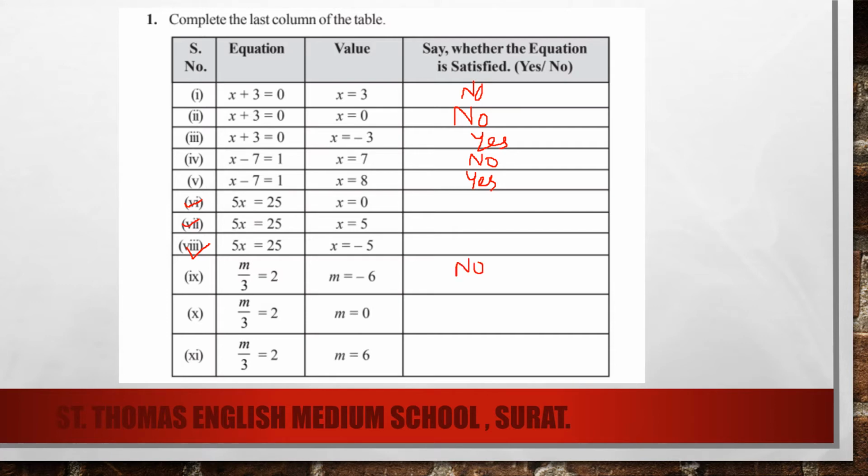Clear? Now, m by 3 is equal to 2. The value of m is given 0. We have to substitute here 0 by 3. It is 0 by 3. 0 divided by any number will get 0. 0 not equal to 2. That is LHS not equal to RHS. So again you can write here no.